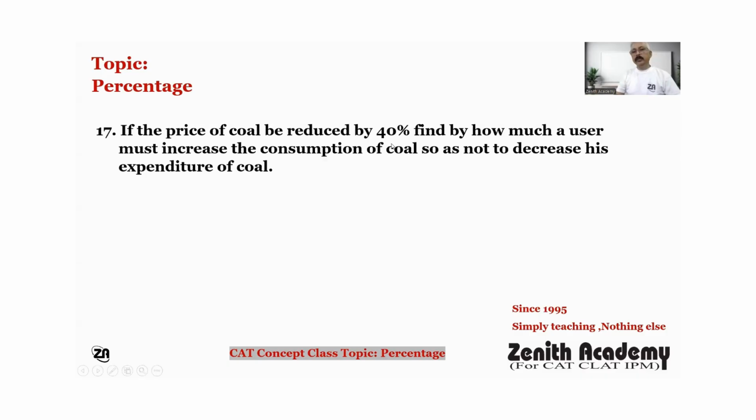If the price of coal be reduced by 40%, find by how much a user must increase the consumption of coal so as not to decrease his expenditure on coal. So same question है, कुछ करने की जरूरत नहीं है, आपको पता है ना? ये भी expenditure is equal to price of coal into the consumption, right? So same formula you can use.